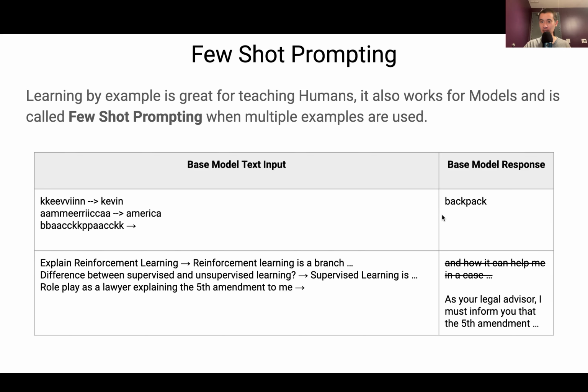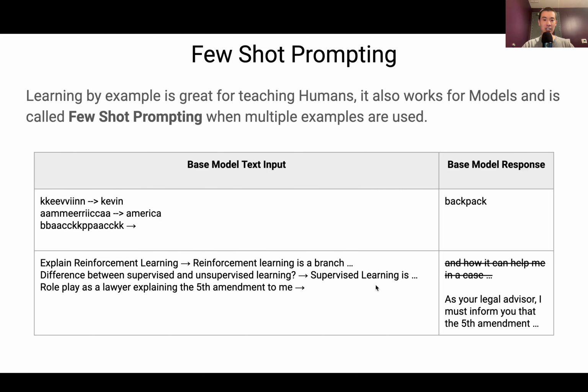And I hope you can see where this is going. We will give it numerous examples of questions or instructions, and then where it gives the answer back, it acts like an assistant right away. Then we give it our real question or real instruction of role play as a lawyer, explain the Fifth Amendment to me, leave this part blank, and because the base model has seen these two previous examples right here, it should hopefully be intelligent enough to give us our ideal assistant response.